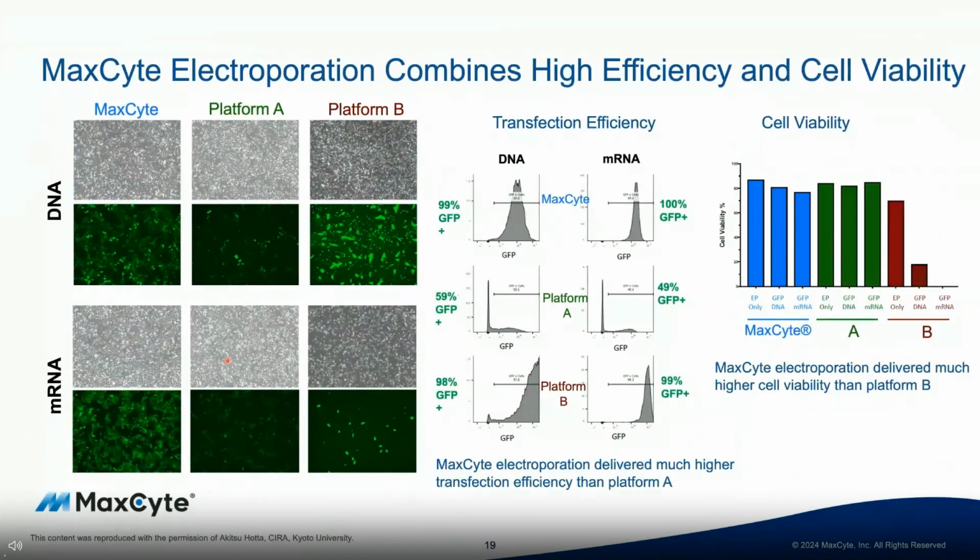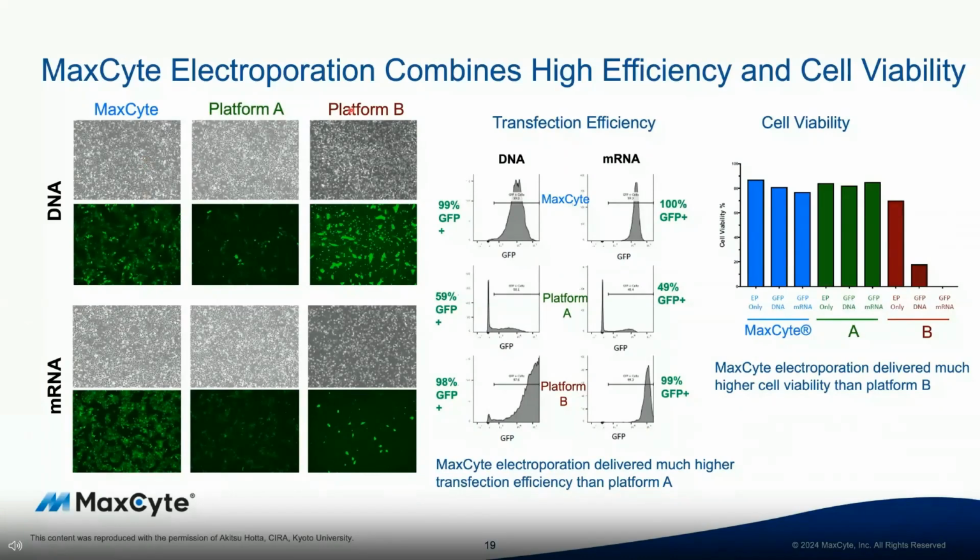This slide shows an example of how MaxCyte combines high efficiency with cell viability. On the left are images of GFP expression and bright field images of human iPS cells after MaxCyte electroporation compared with two other platforms.